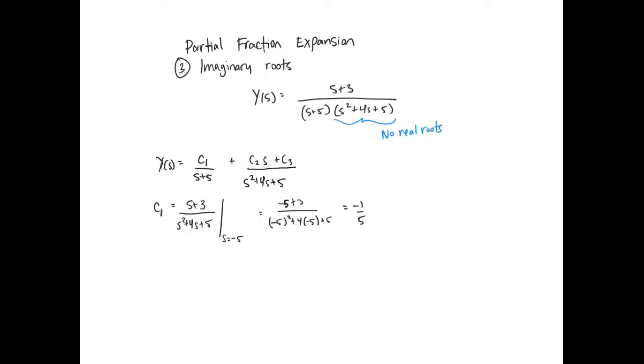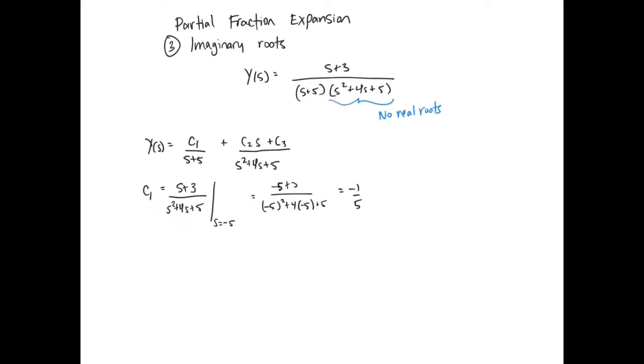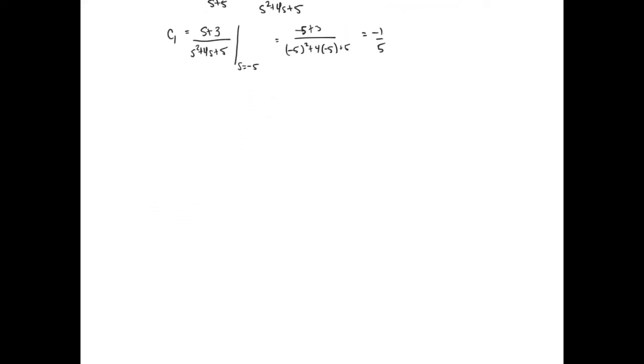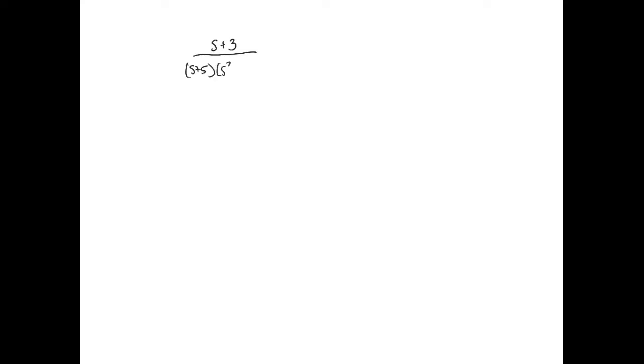For coefficients c2 and c3, we use cross multiplication. Now this method actually works for methods 1 and 2 as well. You could also use this. But how it works, I'm going to scroll the screen up. So for cross multiplication, we now have our value for c1. So now what we have is our original function, (s + 3) divided by (s + 5)(s² + 4s + 5). That was our original expression.